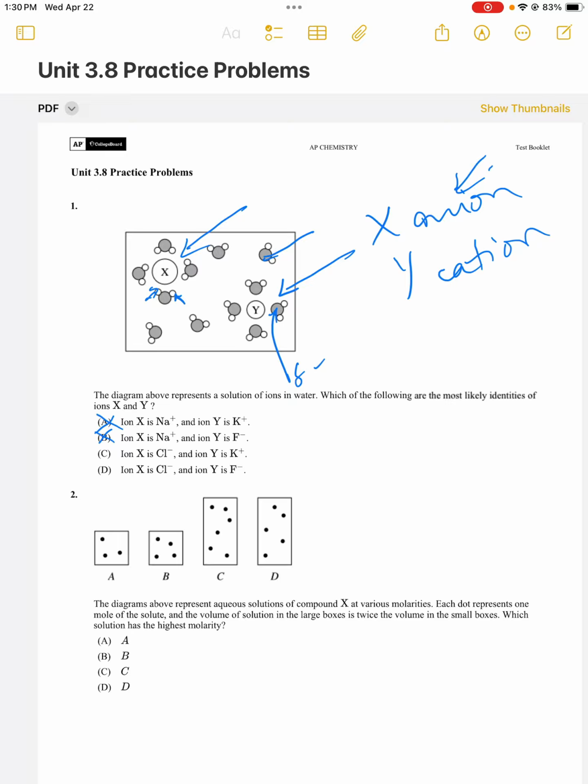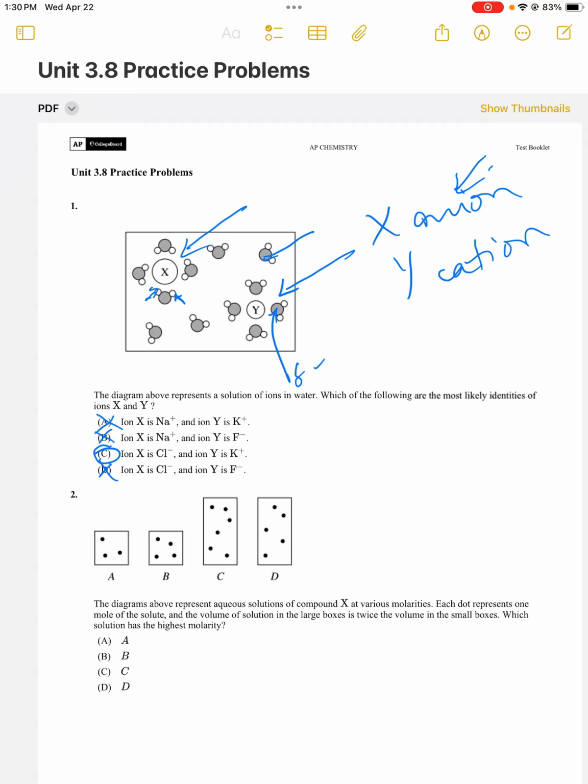Okay, I'm between C and D. They both say that X is chloride. And so what do I expect Y to be? I expect Y to be a cation. I would not expect to have two anions. So D's out. The answer here is C.